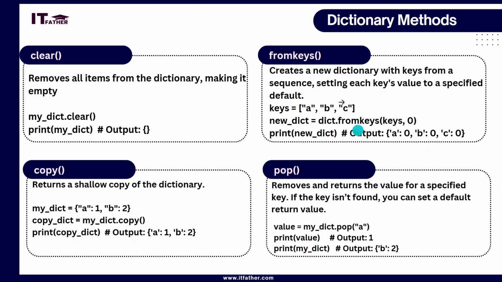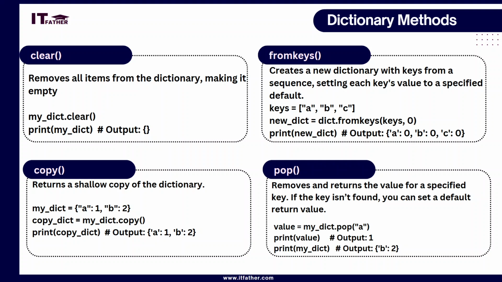Okay, understood? Create a new dictionary with the keys from a sequence, setting each key's value to a specified default. It means if you want to create a dictionary in which you provide a complete list of keys, but the value should not be given in advance. The value will be given when the program is executing, or the value will be sent by the user after some program processing. Means in the future you are sending the value, but the keys are already there.